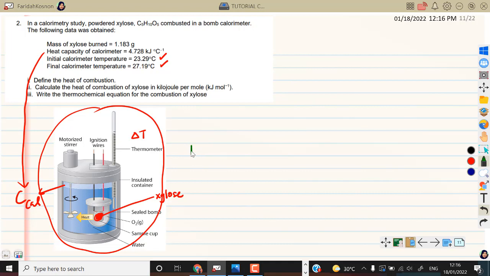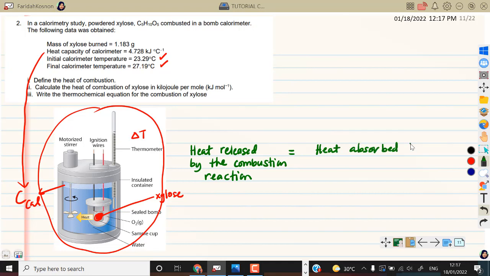Sepatutnya from the reaction kita dapat heat release, okay, heat release by the reaction. Boleh juga ataupun saya tulis specifically by the combustion reaction equals to heat absorbed by the water and calorimeter. Betul?